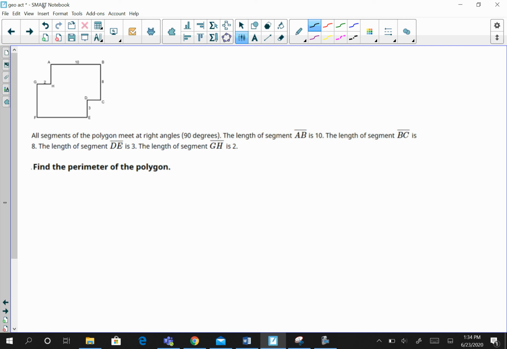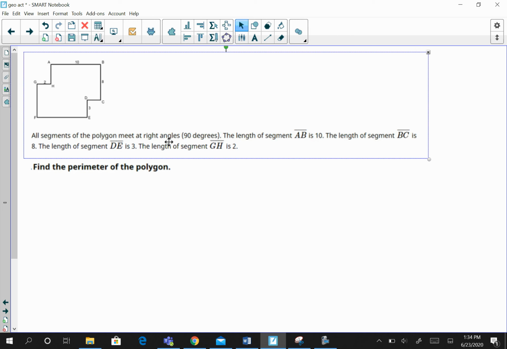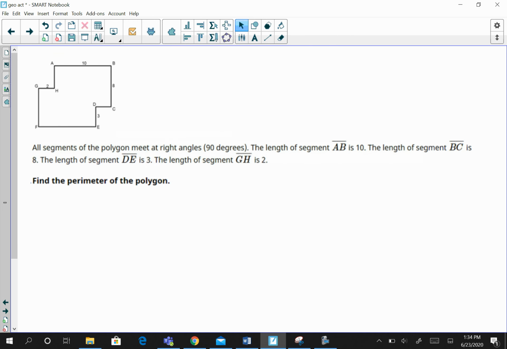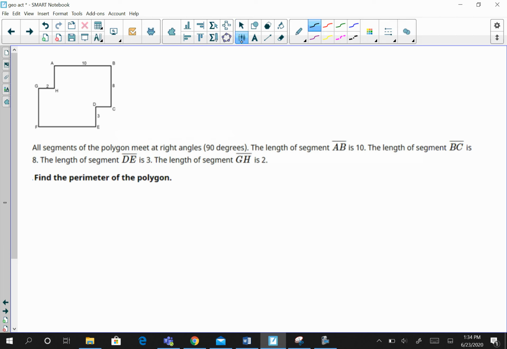Okay, so this one says, I have this kind of offset figure here. All segments of the polygon meet at right angles. The length of AB is 10. The length of BC is 8. The length of DE is 3 and GH is 2, and we want to find the whole perimeter. So I want to add up all my sides.